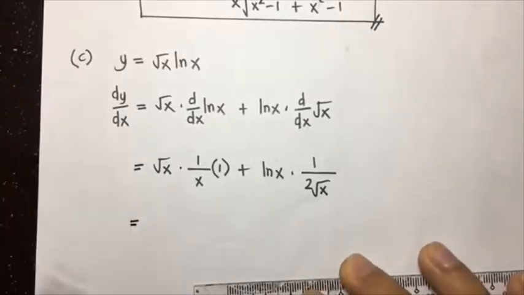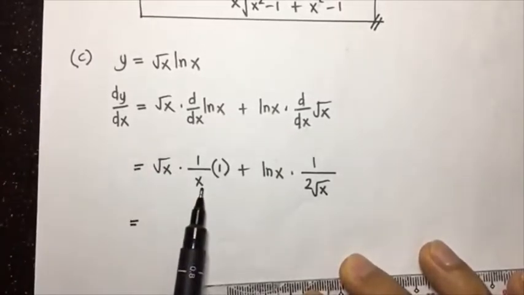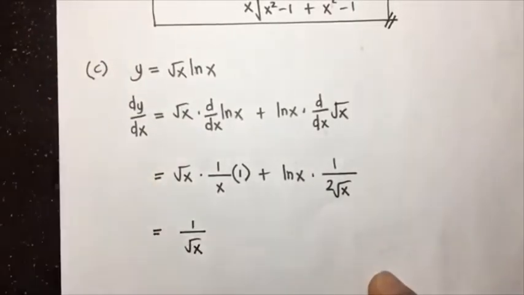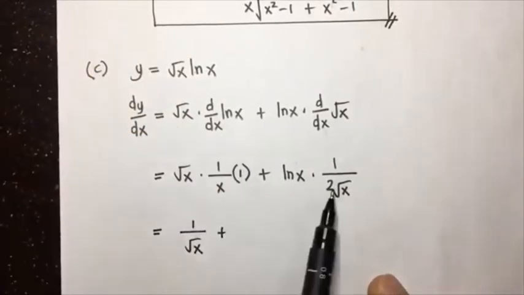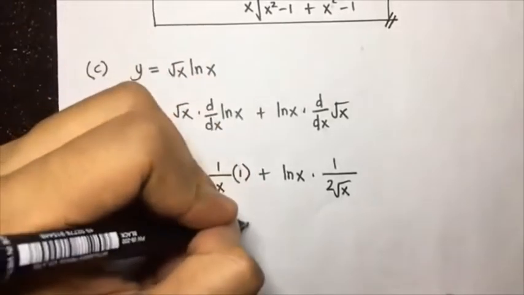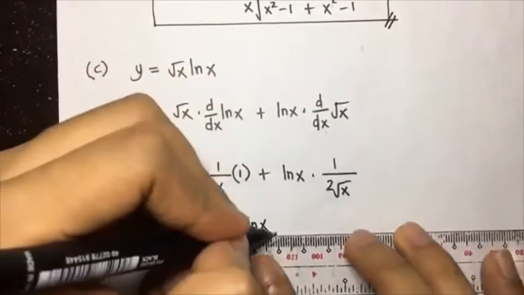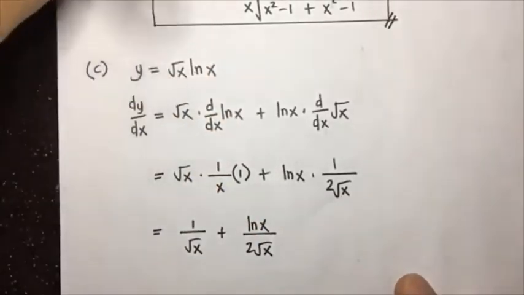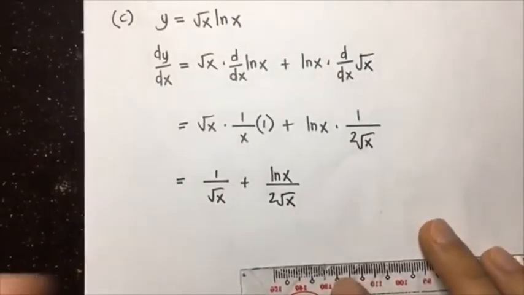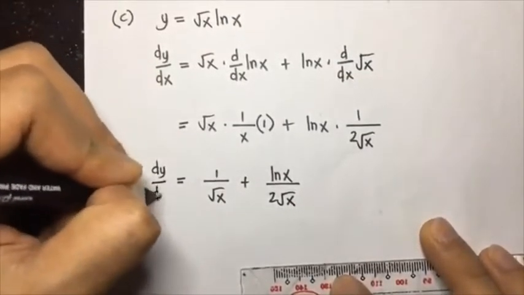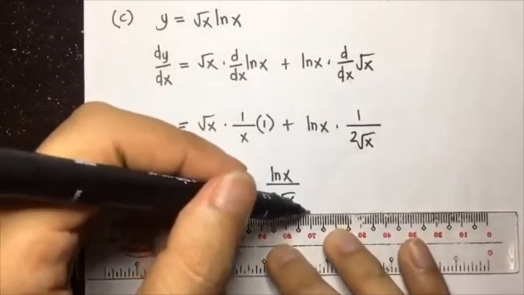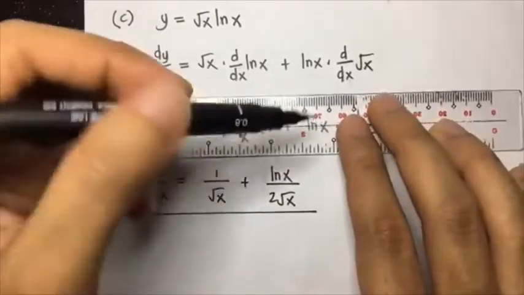Okay, so simplifying, square root of x over x is 1 over square root of x, plus this will become ln of x over 2 square root of x. You can also factor out square root of x, but I think this form is already okay.